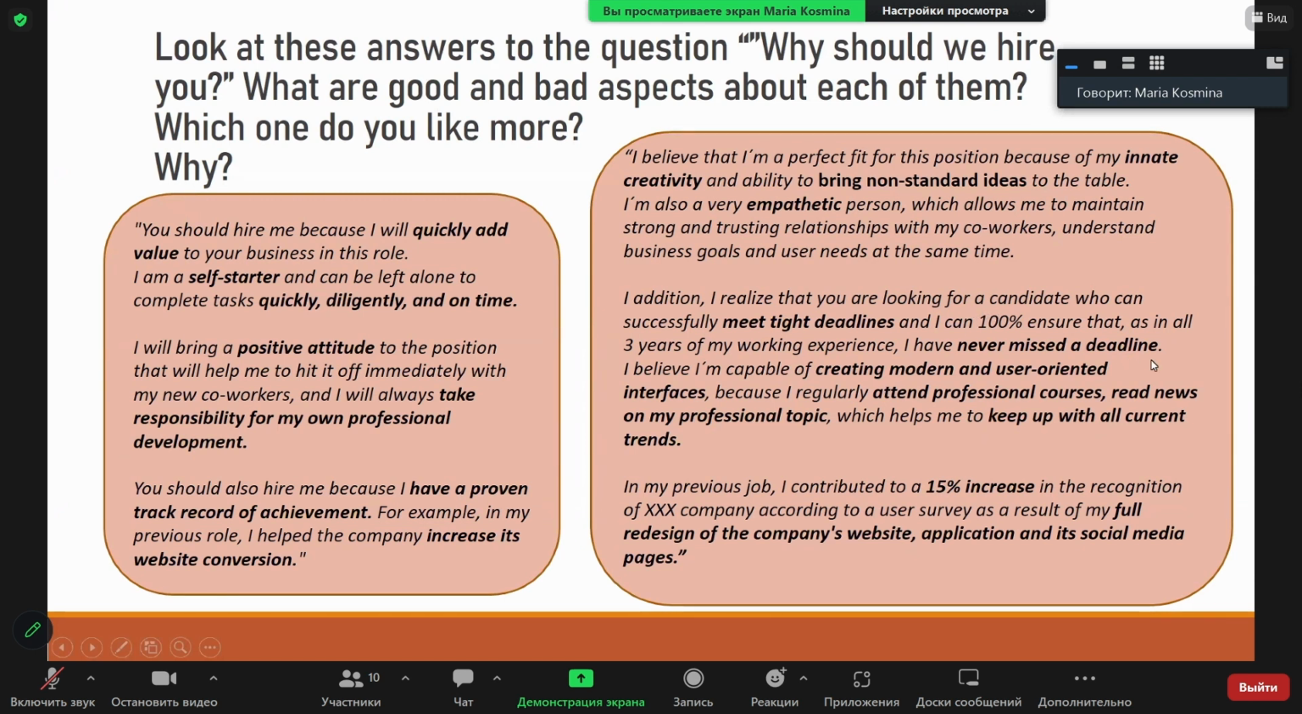Of course, there are some inaccuracies still. Like, I can 100% ensure that. How do you know that it's 100%? You don't back it up with that. But overall, this is a good one.